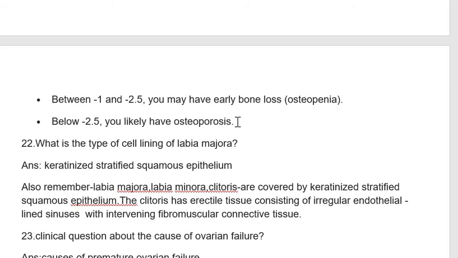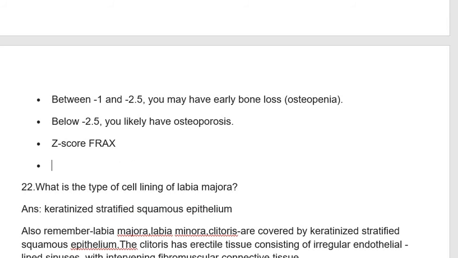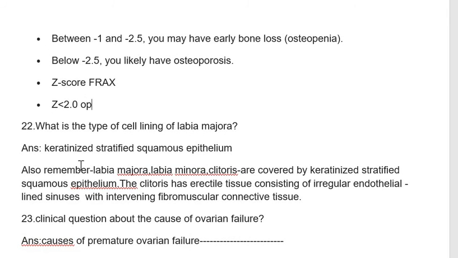Regarding the Z-score, mostly they are not giving you one, but in case they give you a Z-score, you should remember that for the Z-score we are using similar values. The Z-score is basically favored by the International Society of Clinical Densitometry. If the Z-score is less than -2, it means your patient is going to have osteoporosis. If the Z-score is more than -2, it means your patient has no risk. So this is required for the diagnosis of osteoporosis. That is the point.